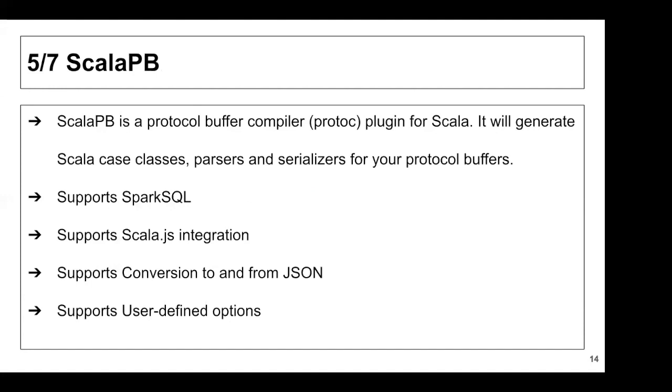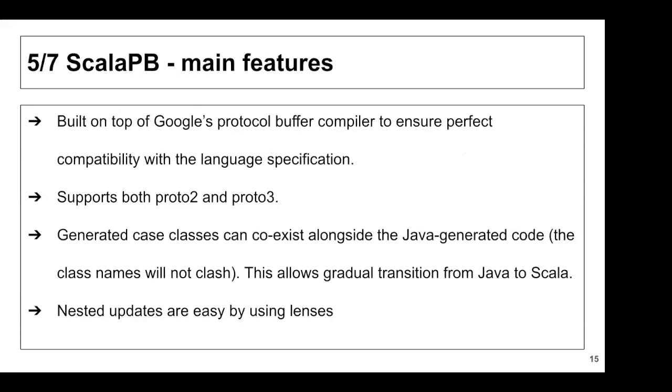So coming to ScalaPB, it is just a protocol buffer compiler plugin for Scala. Basically, it will generate the case classes and currently supports Scala SQL and Scala JS, and they support conversion to and from JSON. And they have this option for user-defined functions as well. And in the latest version, there is support for gRPC, which is pretty cool as well. And the best part is they support Proto 2 and Proto 3.